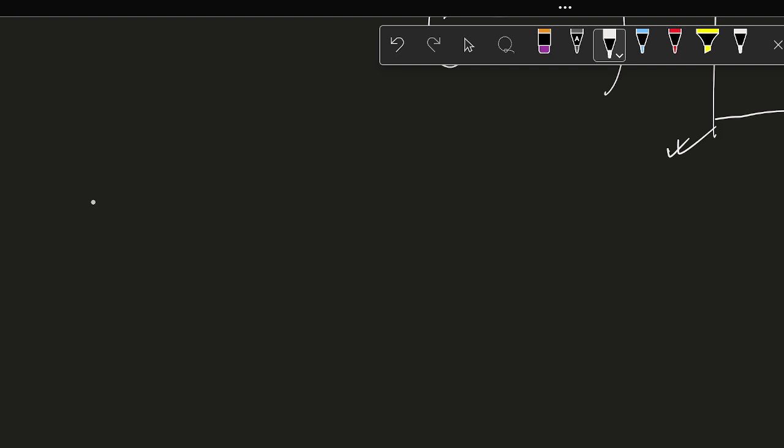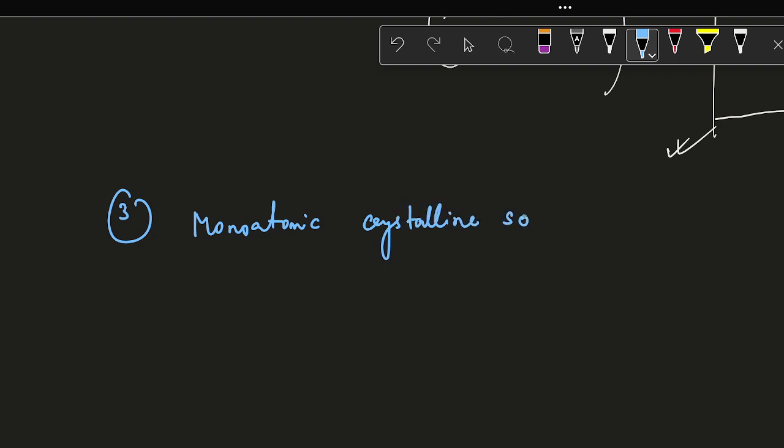This is a nice one, and a short one also, number 3. The idea is that you have a monoatomic crystalline solid given to you, and that solid consists of a number of atoms, n atoms in total.